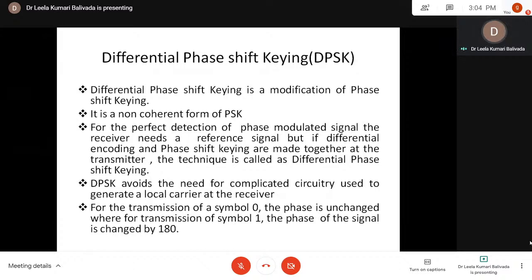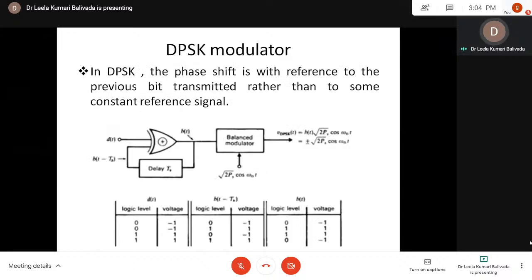Therefore, DPSK is the non-coherent form of PSK, and by suitably modifying the PSK generation scheme, it avoids the need to provide the synchronous carrier required at the demodulator for detecting a BPSK signal. It avoids the need for complicated circuitry used to generate a local carrier at the receiver. So DPSK is a non-coherent form of PSK.